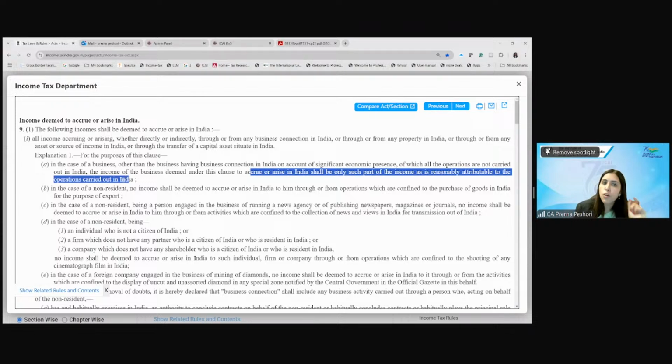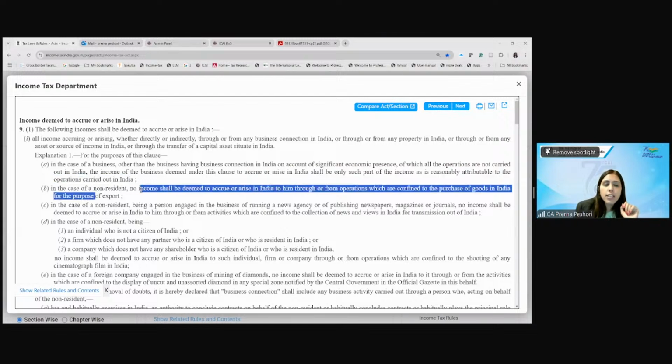So out of the 10 rupees profit, we cannot tax the entire 10 because in India, the activities or operations carried out are only the marketing function and the sales function. So the entire 10 cannot be India's income. So we will have to break that 10 between India and China. Clear? In the case of a non-resident, no income shall be deemed to accrue or arise in India through or from the operations which are confined to the purchase of goods in India for the purpose of export. So if you are purchasing goods in India and then exporting them outside India, the income for that non-resident will not be deemed to accrue or arise in India. So this is an exclusion.